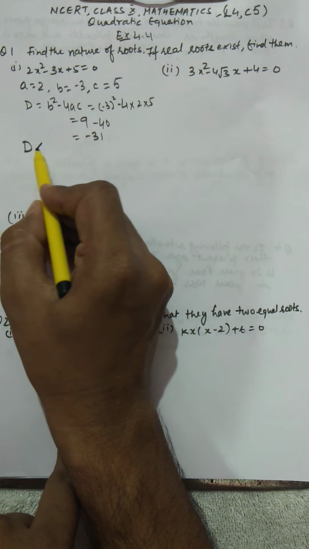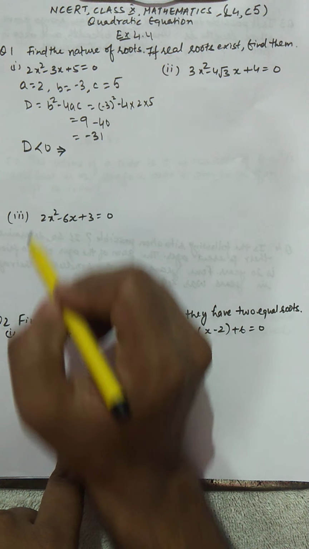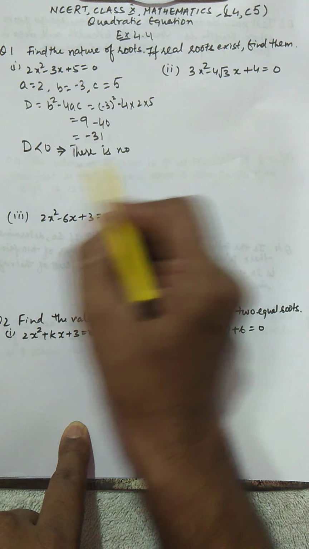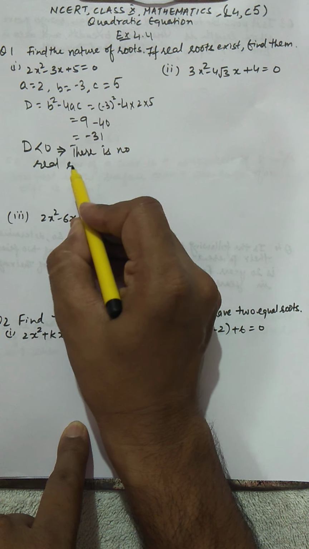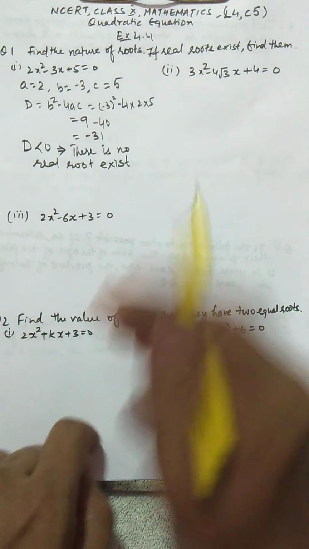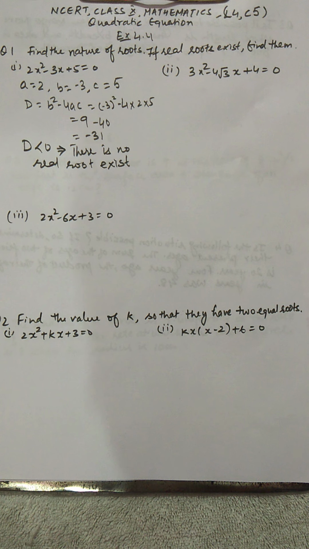If D is negative, it implies that there is no real root. There is no real root. So we can simply stop here because we cannot find real roots.